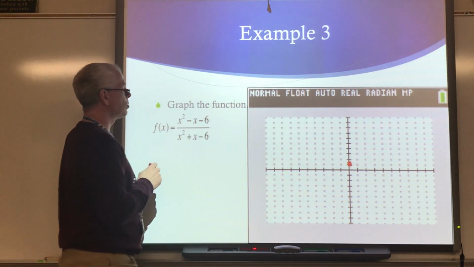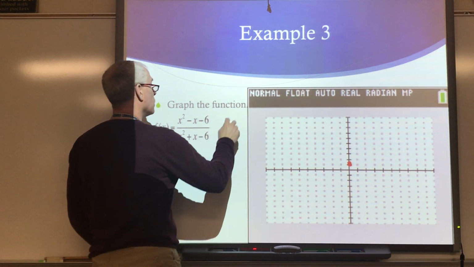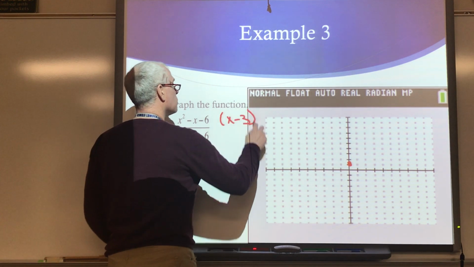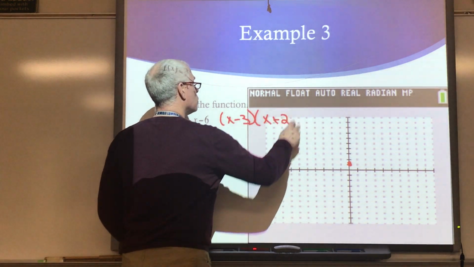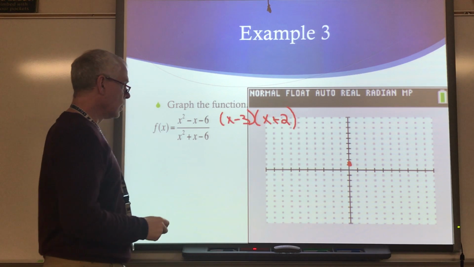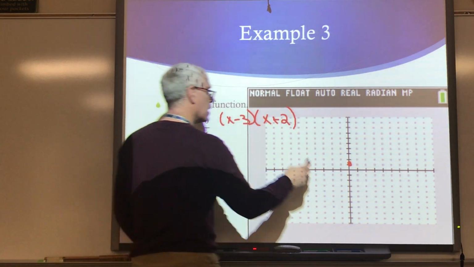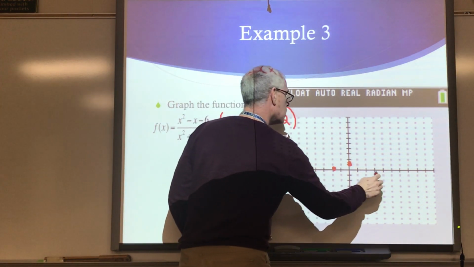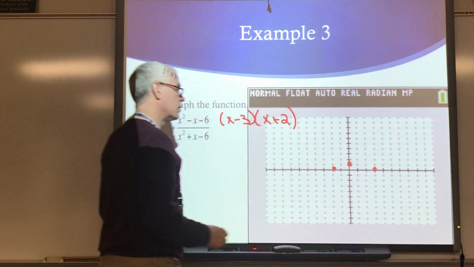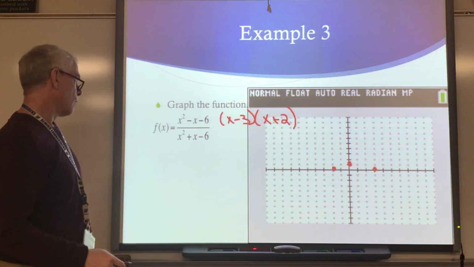So factors that multiply to 6 and subtract to 1. So I think we have x minus 3, x plus 2 here. Okay? Well, that means we're going to cross at 3 and negative 2. And those are going to be my x-intercepts.